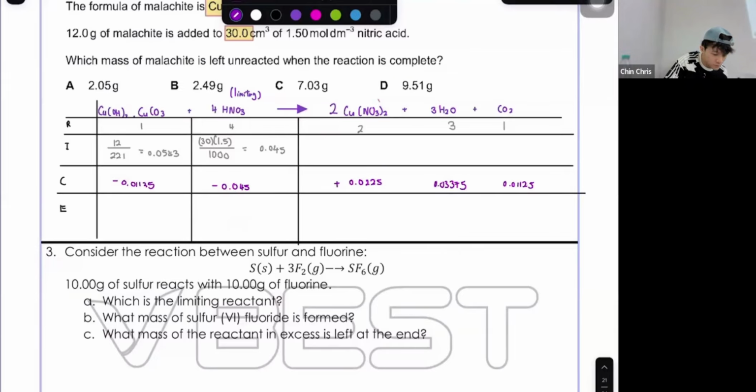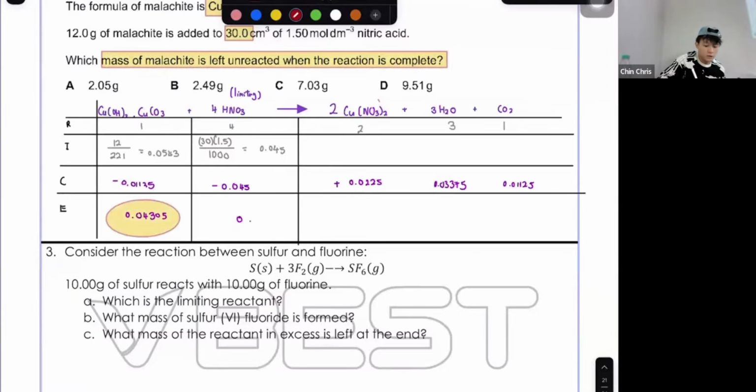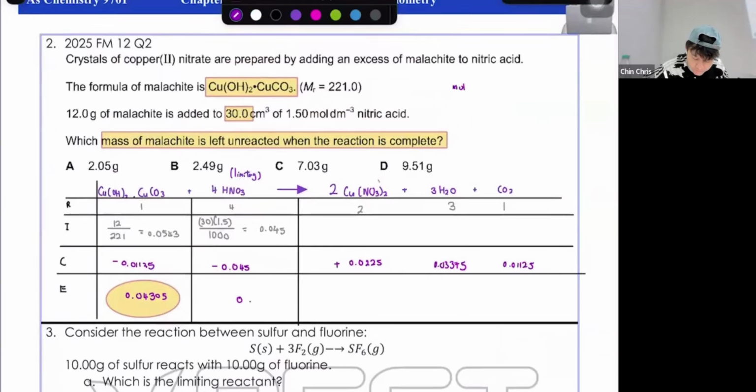Finally, you want the mass of unreacted, right? My mole of unreacted is how much? This is my mole of unreacted, correct or not? So take the mole, multiply by Mr, right? Final answer? 9.51. Is that right, guys?